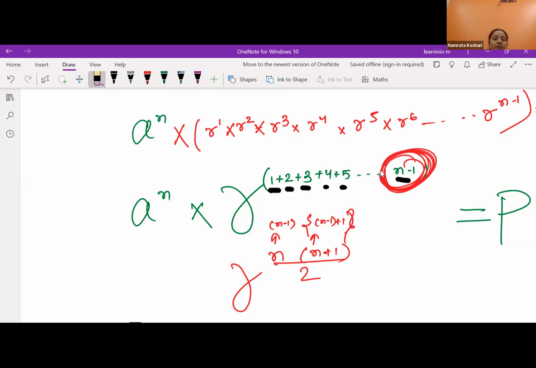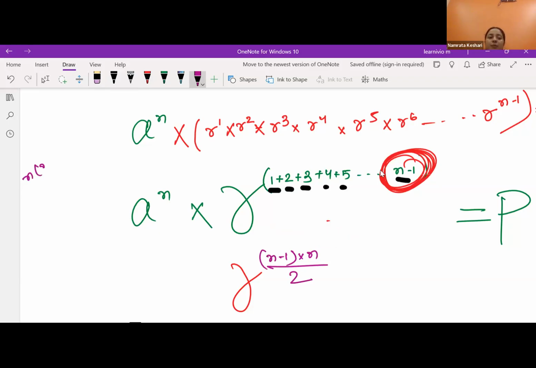Yes, ma'am. Okay, so actually it will become n minus 1 into n by 2. Is it making sense? Yes, ma'am. Okay, n minus 1 into n by 2. Directly I am writing the sum is n minus 1 into n by 2, from the same formula, n into n plus 1 by 2.